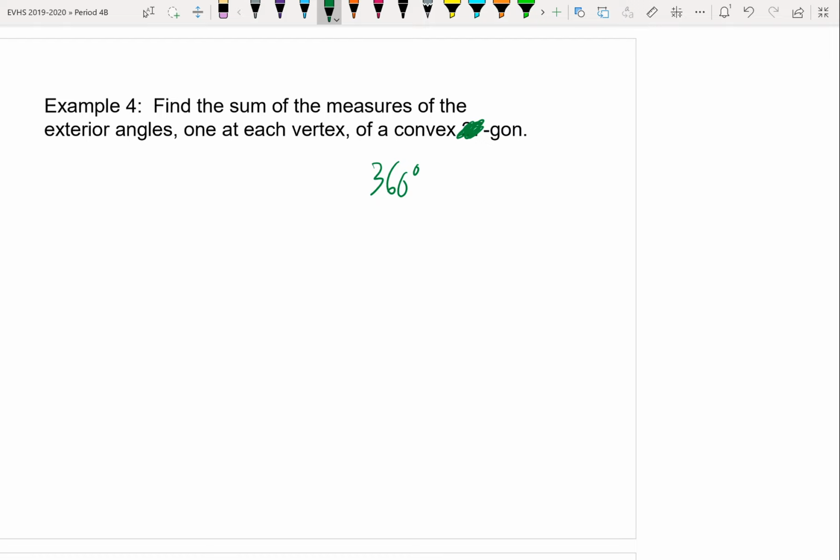That could have been a billion. I don't care. 360 degrees when I'm looking for the sum of the measures of the exterior angles, one at each vertex.